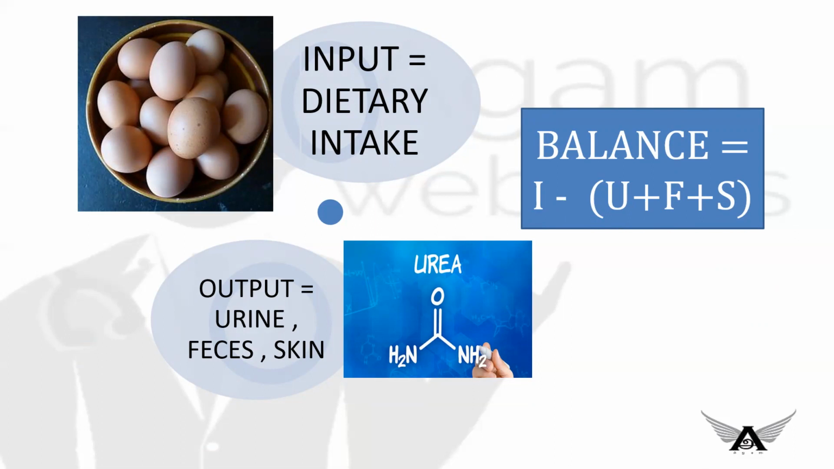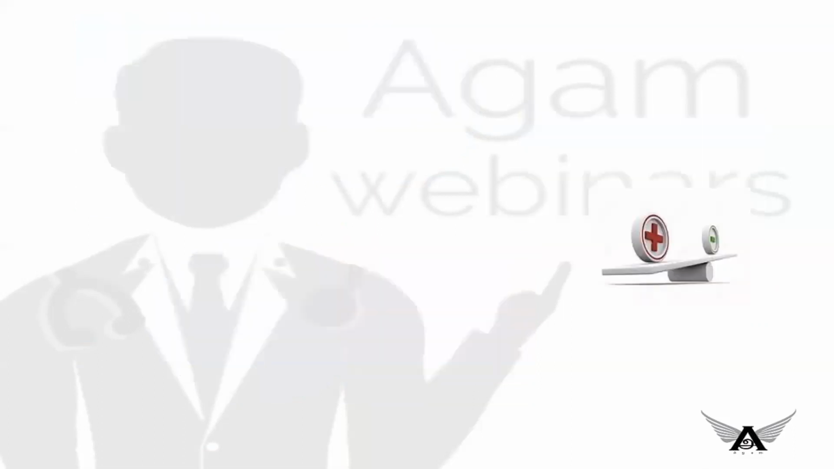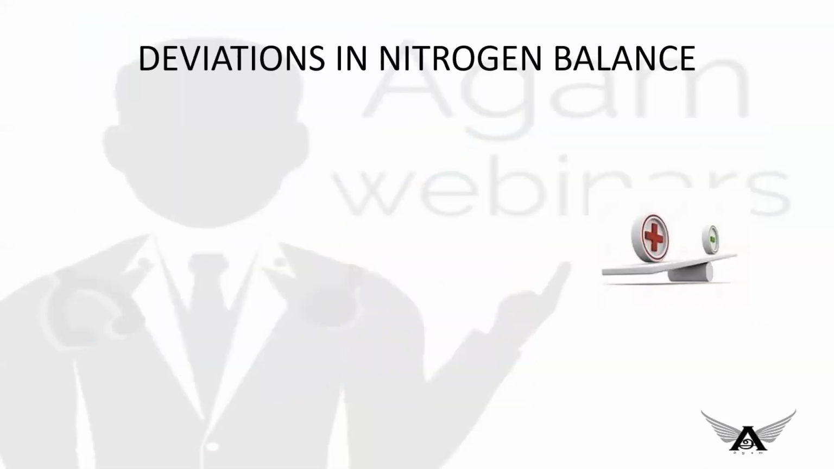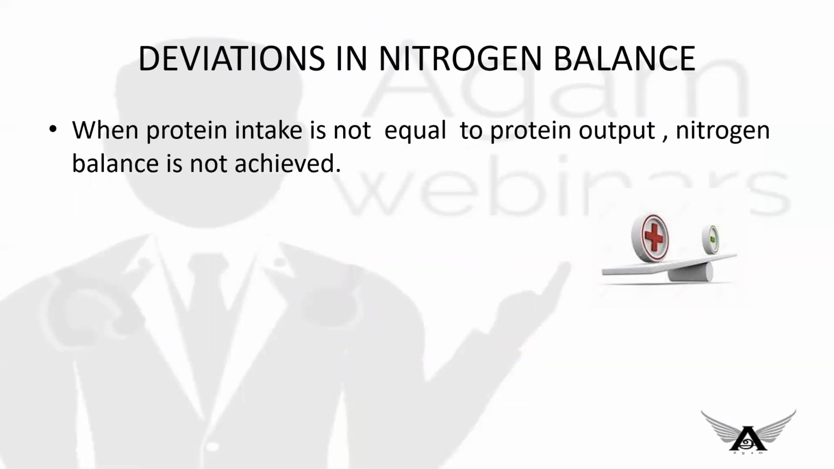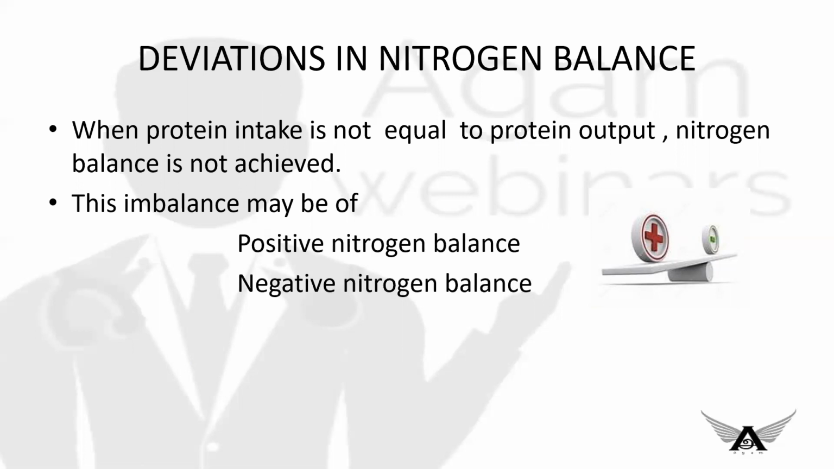So balance may not always be maintained or achieved. There may be imbalances sometimes. In the same way, there are some deviations in nitrogen balance also. When protein intake is not equal to output, balance cannot be achieved. The imbalance will be of two types. One is positive nitrogen balance, the other is negative nitrogen balance.